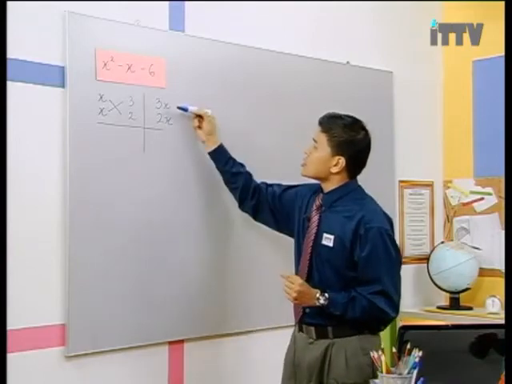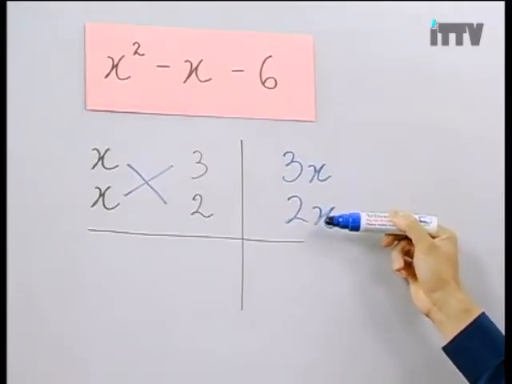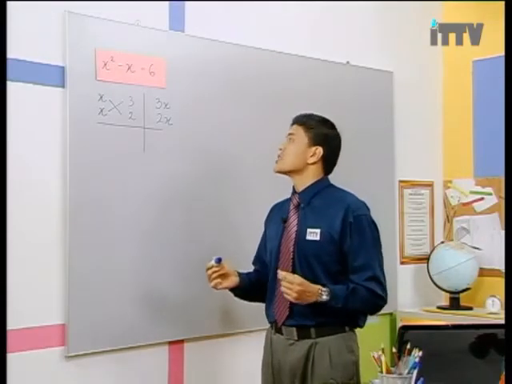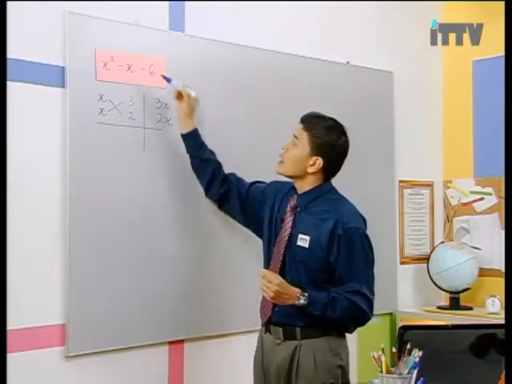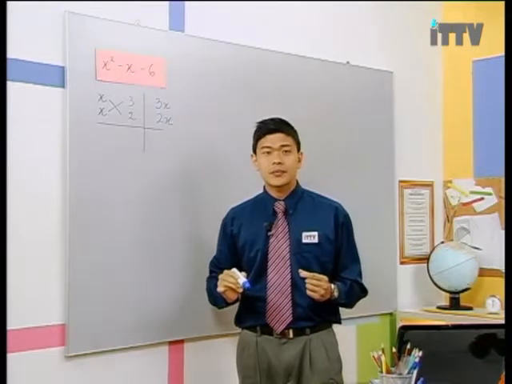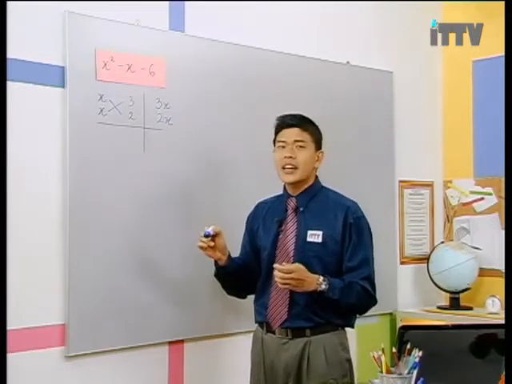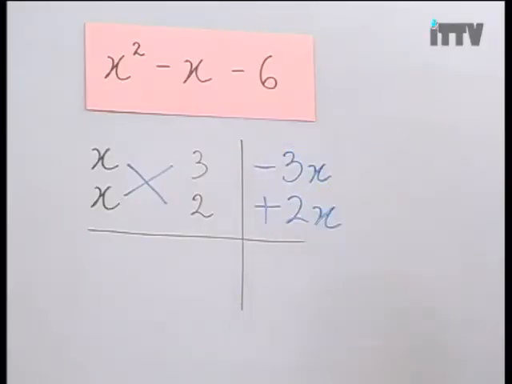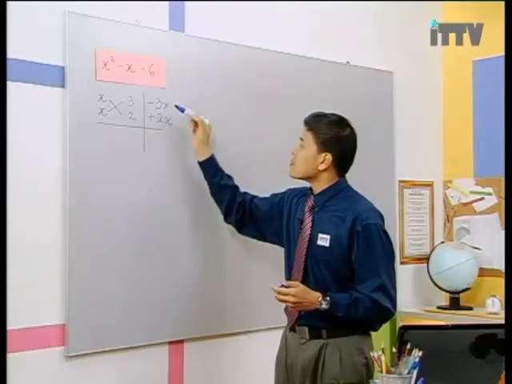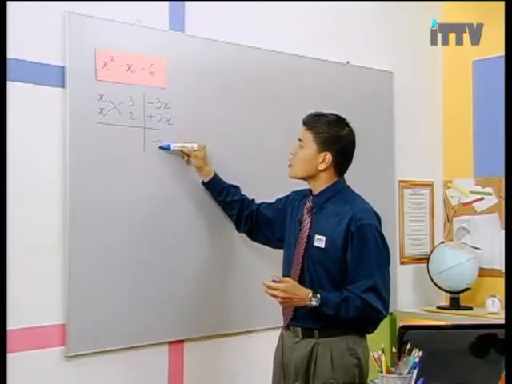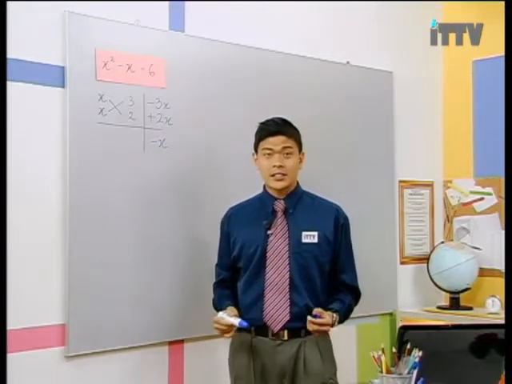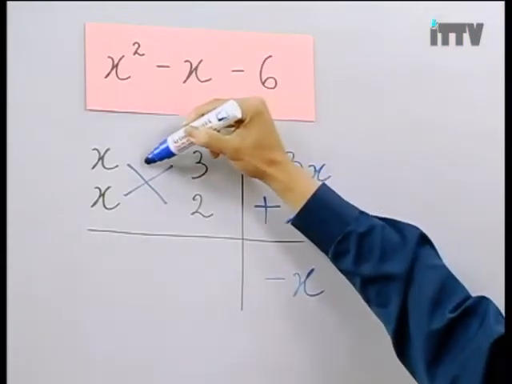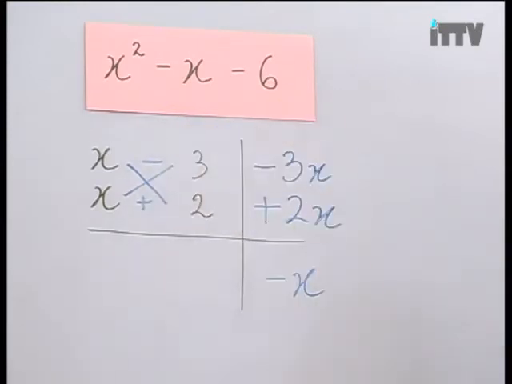Now, if you have a 3x and a 2x here, how are you going to put the sign, whether positive or negative, such that you will obtain minus x? In order to get minus x, you must put a minus here and a plus. Once this happens, minus 3x plus 2x gives you minus x. Next, shift the sign and put it over here, minus and plus.